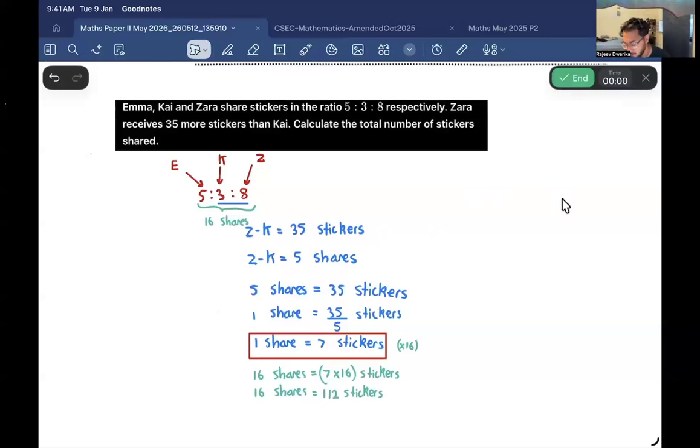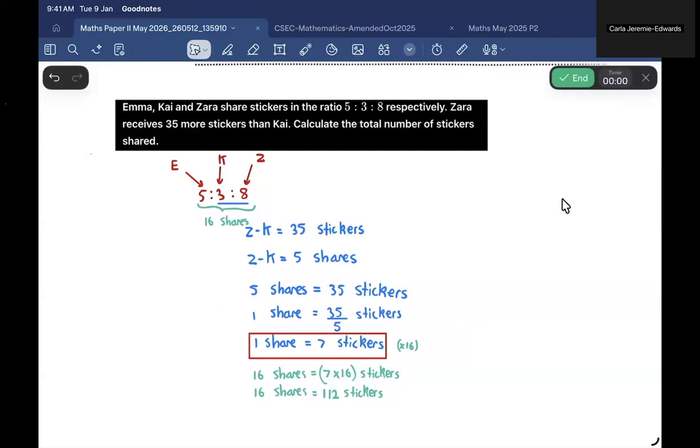See if you can explain the question. Okie dokie. Yes, sir. So the question stated that Emma, Kaya, and Zara shared stickers in a ratio of 5:3:8 respectively. Zara received 35 more stickers than Kaya. Calculate the total number of stickers shared.